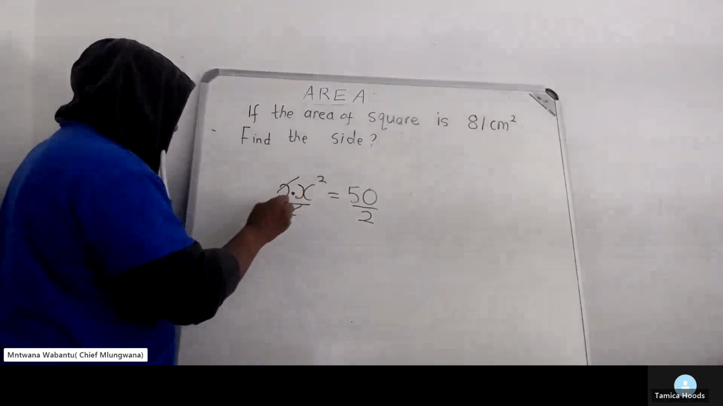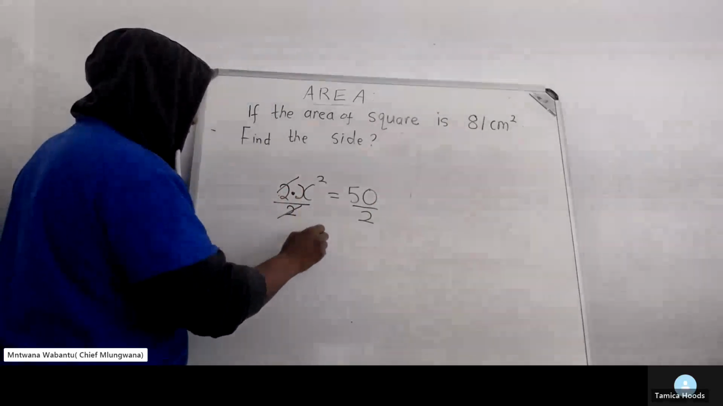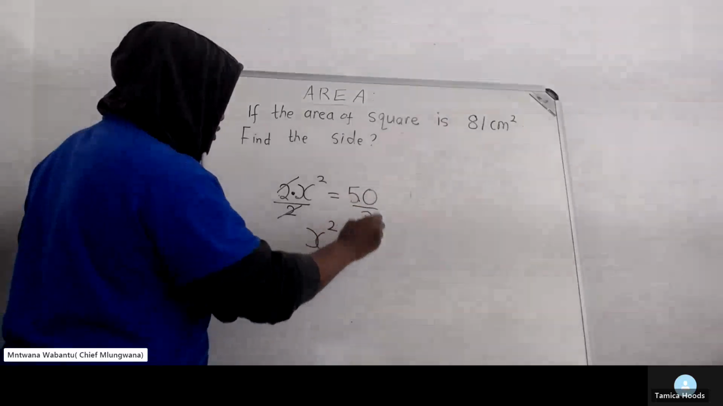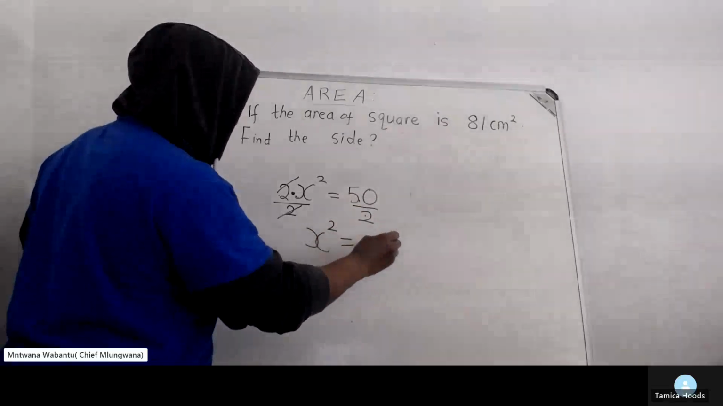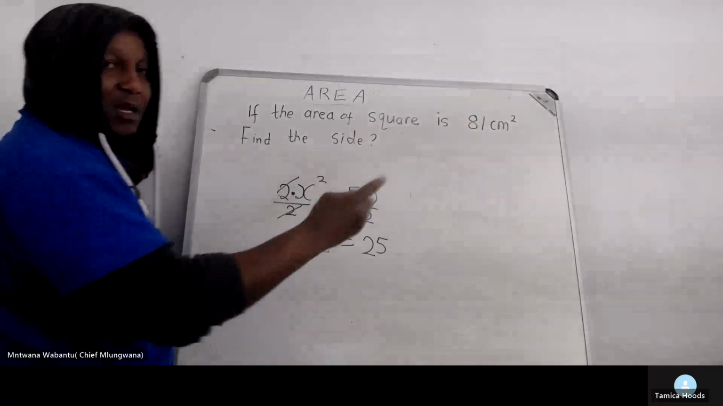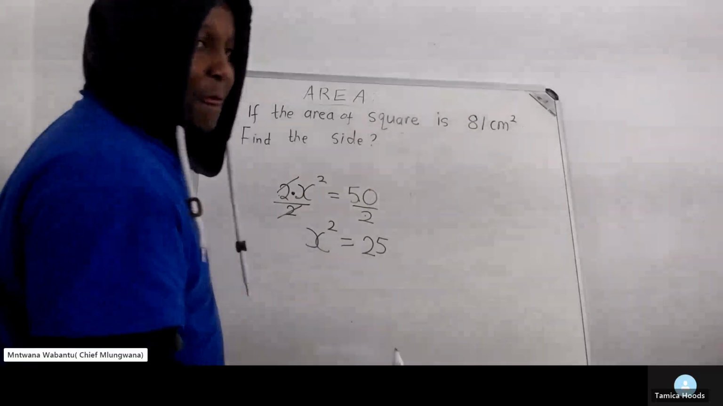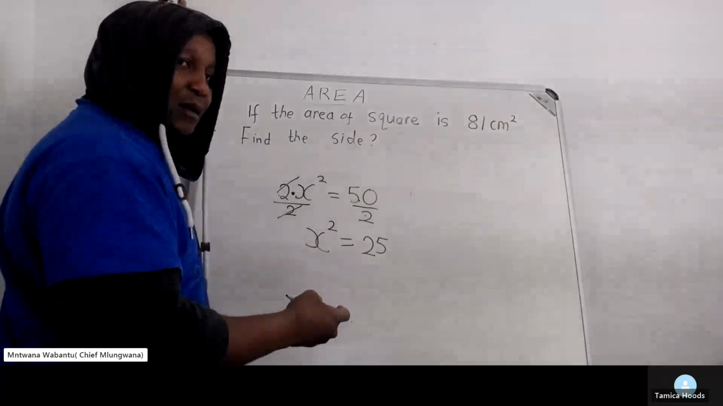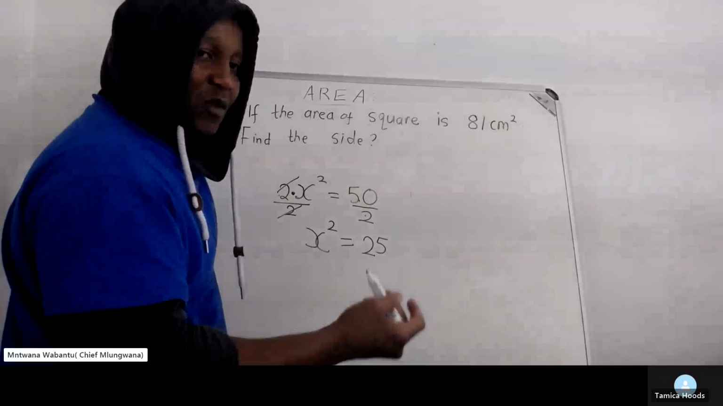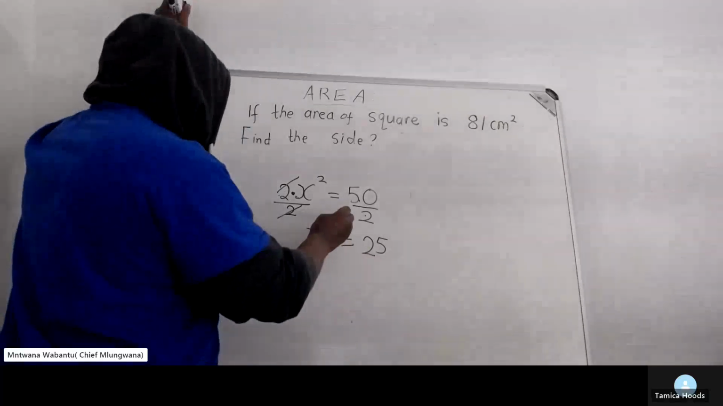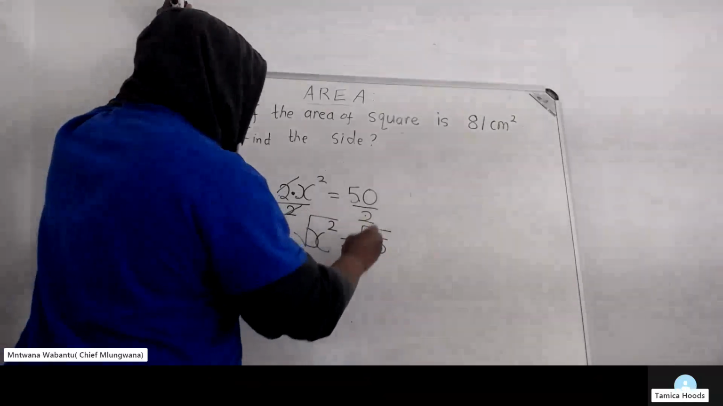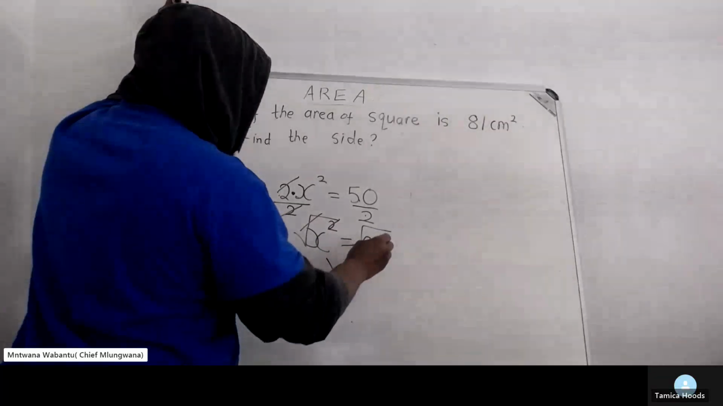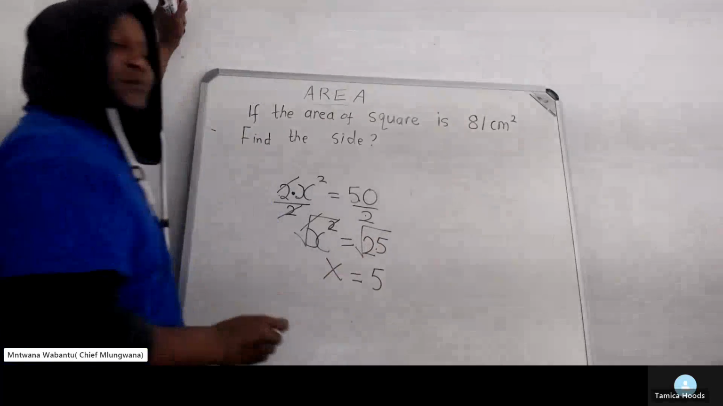So this and this are going to cancel, so I'll be left with x squared equal to 50 divided by 2, equal to 25. And then from here, I know what to do. I see my square there, so I must square root both sides. This and this cancel, so my x equals the square root of 25, which equals 5.